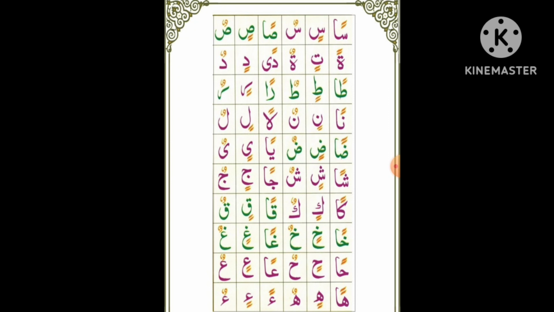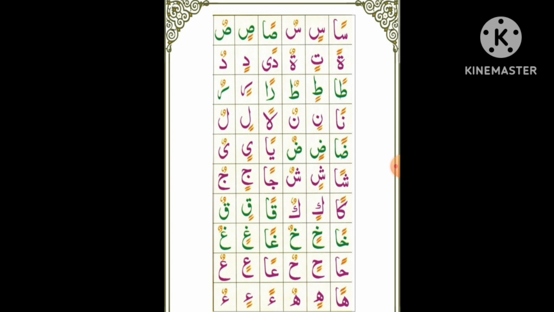Okay. Ta two zabar tan. Ta two zair tin. Ta two pesh tun. Dal two zabar dan. Dal two zair din. Dal two pesh dun. Ta two zabar tan. See, ta is a heavy letter, so it should sound heavy, okay? Ta two zabar tan. Ta two zair tin.